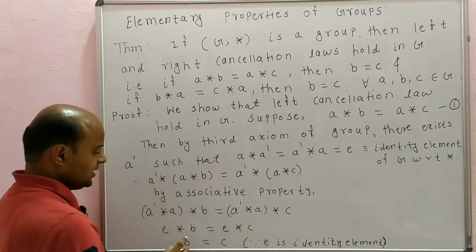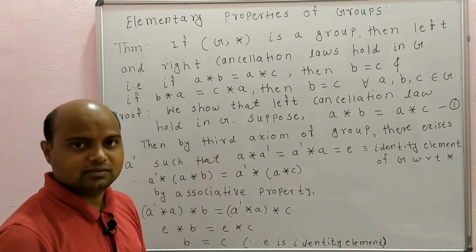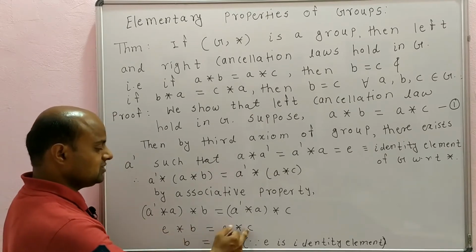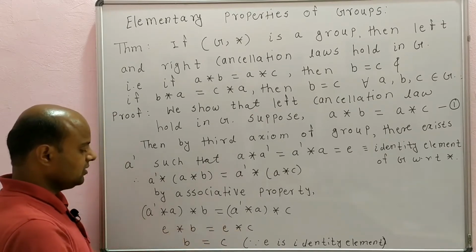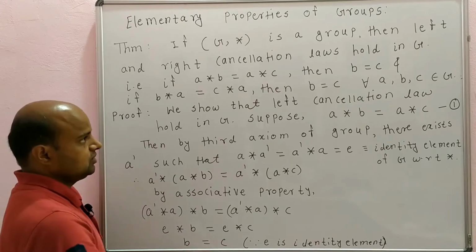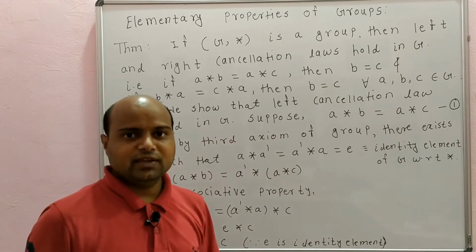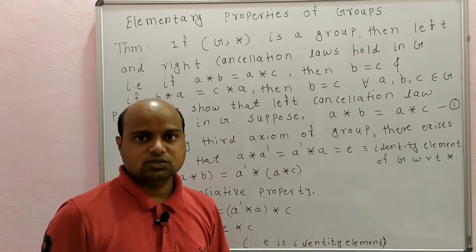And E is the identity element. Therefore E star B is B, and E star C is C. So we can conclude here that B is equal to C, which is what we had to prove. Therefore the left cancellation law holds in G.